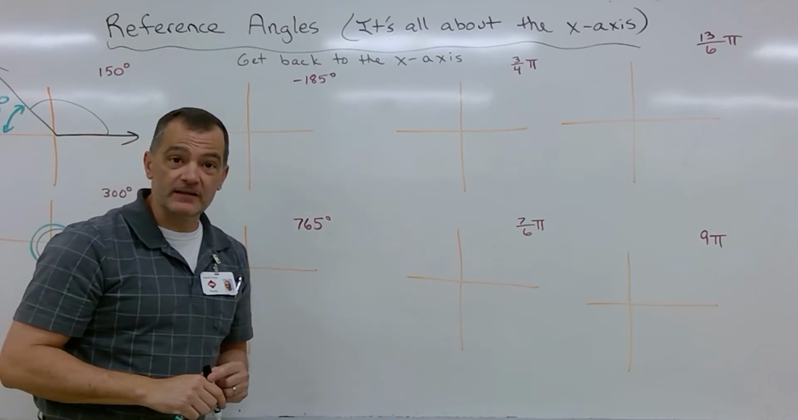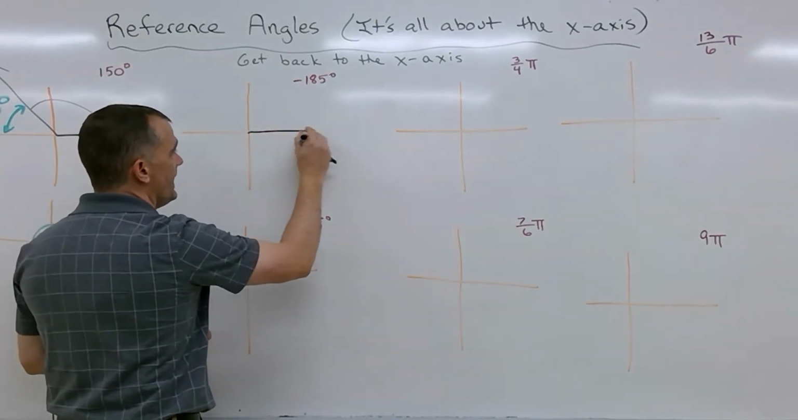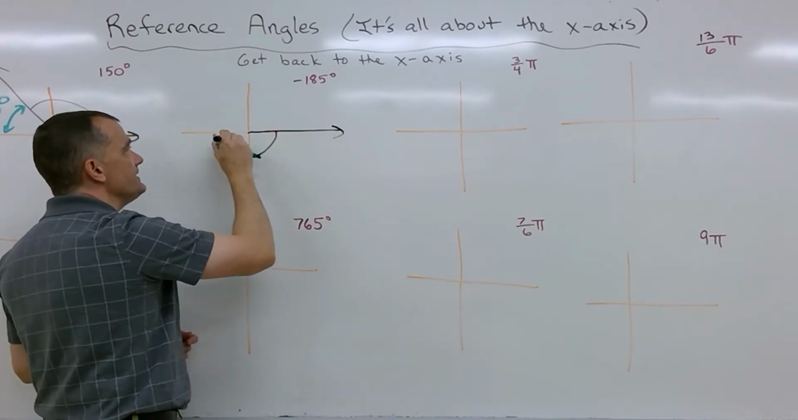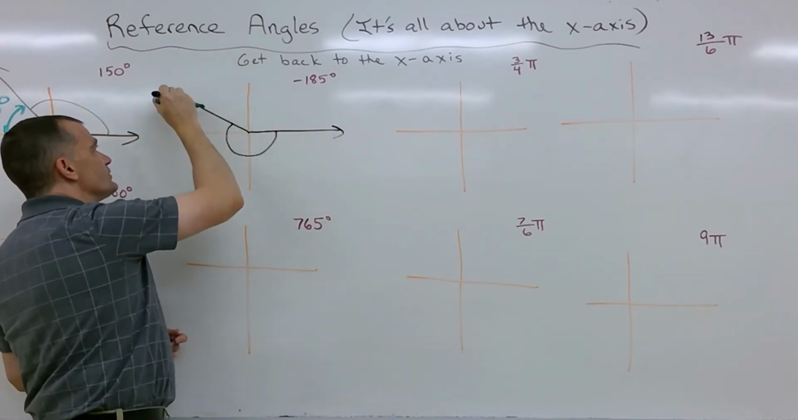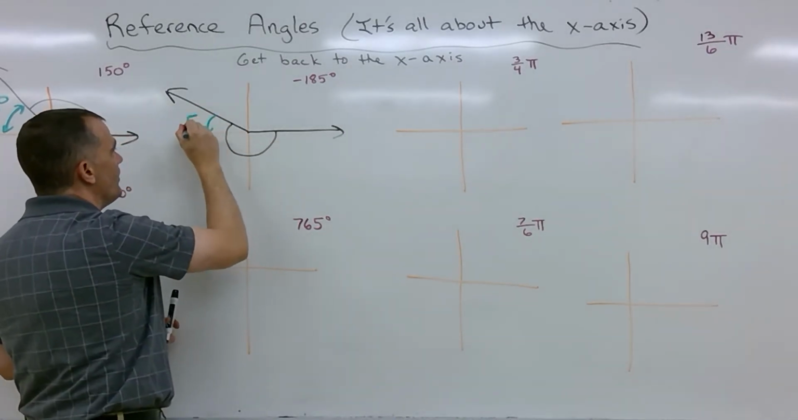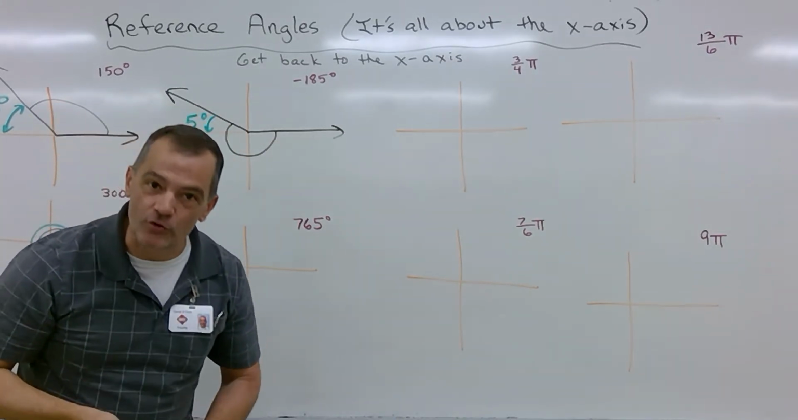So negative 185 degrees. So keep in mind, here we are, we're going clockwise. So 180 is here and up 5 more degrees. So it's just like that. To get back to the x-axis, it is only 5 degrees. That is the reference angle.